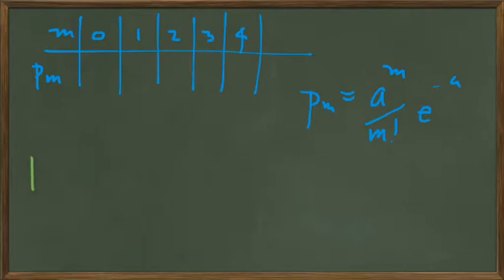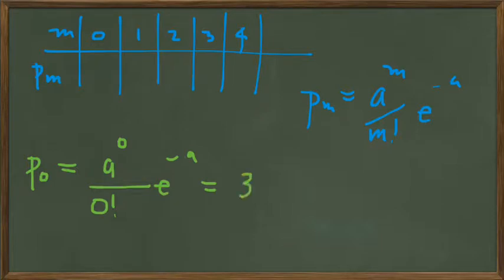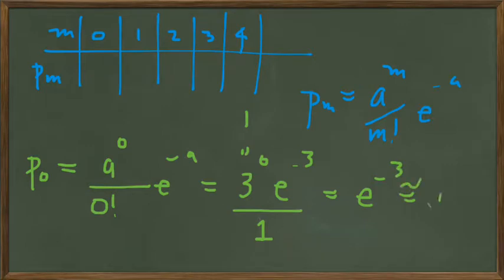So P sub 0 is going to be A to the 0 divided by 0 factorial, e to the minus A. A we calculated on the previous blackboard is 3, so that's 3 to the 0, e to the minus 3. 0 factorial is defined as 1, and of course 3 to the 0 is 1, so this is just e to the minus 3, which is approximately 0.05 to the second decimal place.